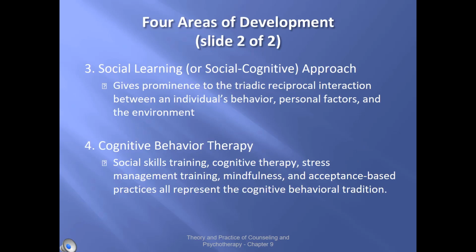Social learning, or social cognitive approach, gives prominence to the triadic reciprocal interaction between an individual's behavior, personal factors, and the environment. Cognitive behavior therapy: social skills training, cognitive therapy, stress management training, mindfulness, and acceptance-based practices all represent the cognitive behavioral tradition.